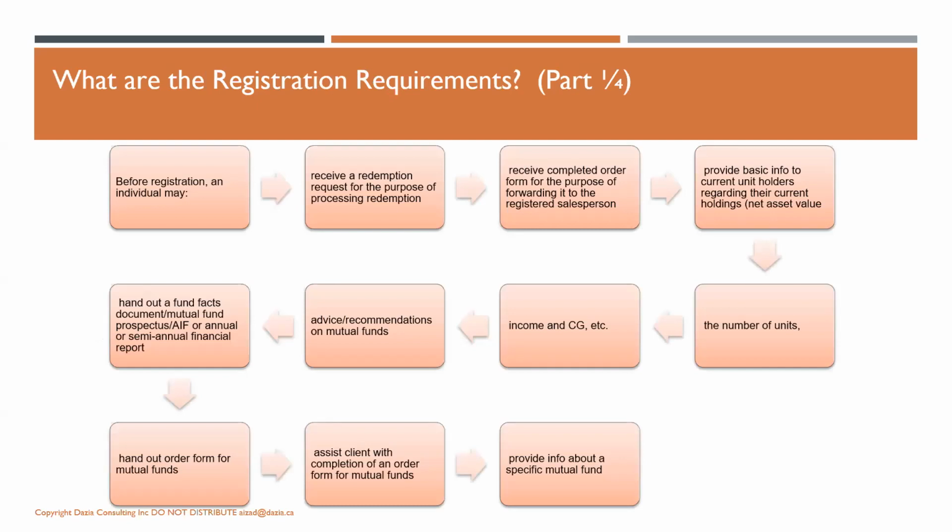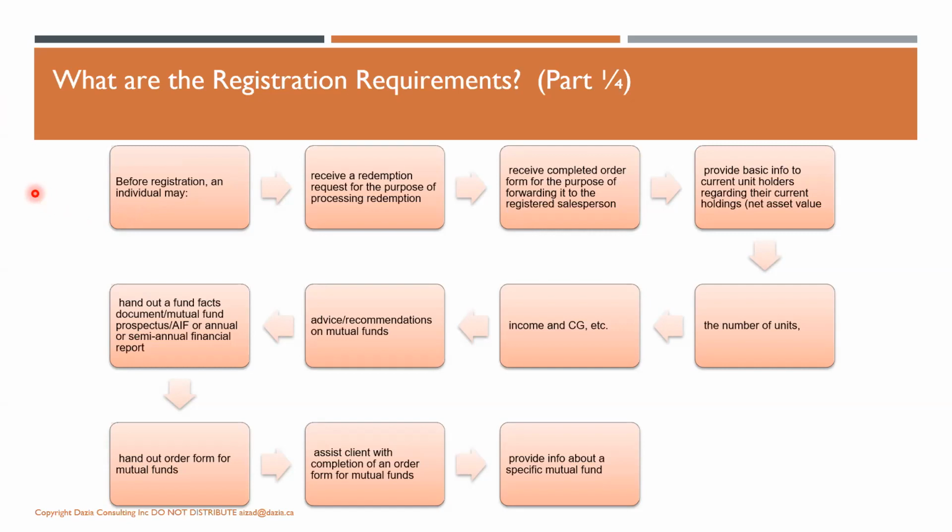So what are the registration requirements? Before registration, what can an individual do? If you're not registered, what can you do? You can receive a redemption request. If somebody says, I want to sell my mutual fund, you can take the selling form from them and provide it to the mutual fund dealer. That is allowed. You may also receive a completed order form and forward it to the registered salesperson. So if somebody drops off a form at the branch saying they want to buy a mutual fund, and they fill it out, you can receive that.